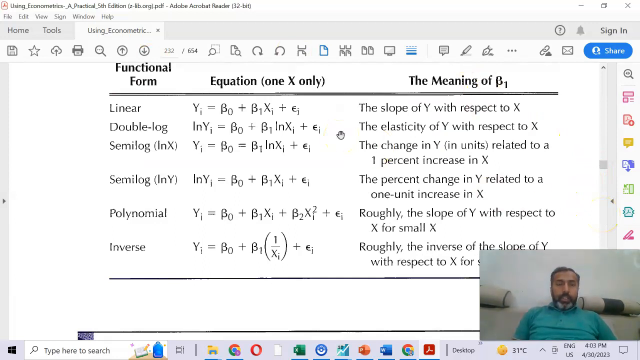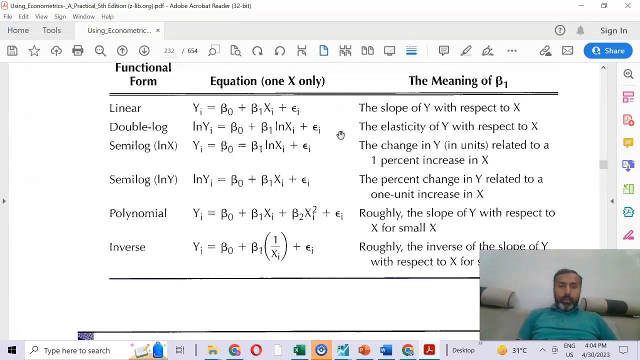Now, let me tell you once again that the first assumption of the classical linear regression model was that the model should be linear, correctly specified, and should have an additive error term. So far, we have discussed that by correct specification, we mean that all relevant variables should be included in the equation and no irrelevant variable should be there in the equation.